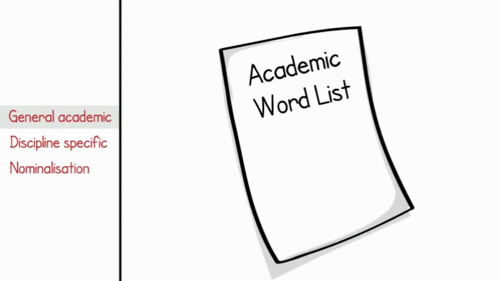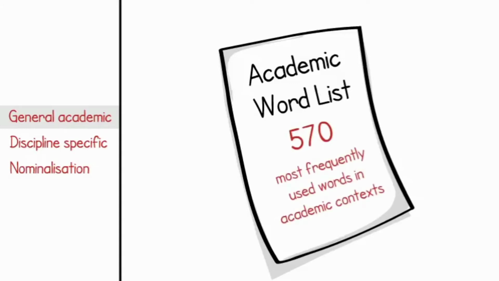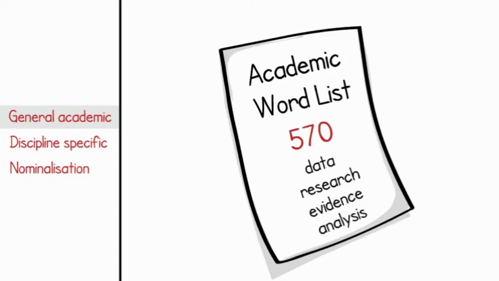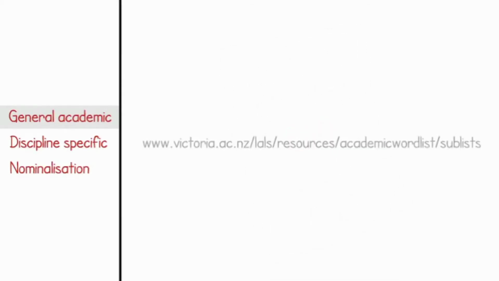The academic word list contains 570 of the most frequently used words in academic contexts. The list does not include the most common everyday words. They are words like data, research, evidence, and analysis. Many of them come from Greek or Latin roots. You can find the list at the web address on the screen.